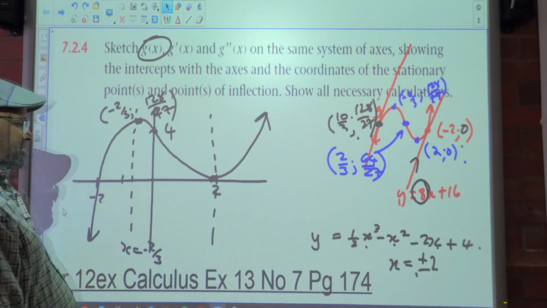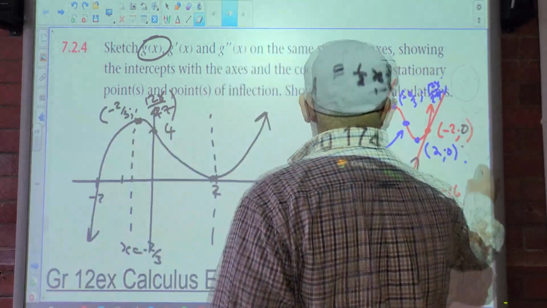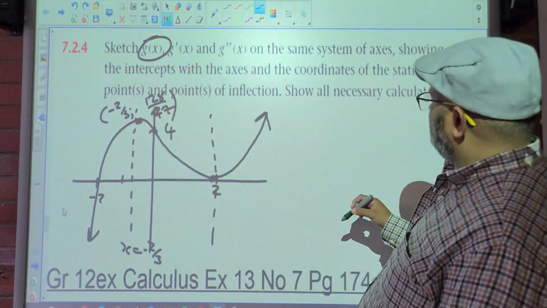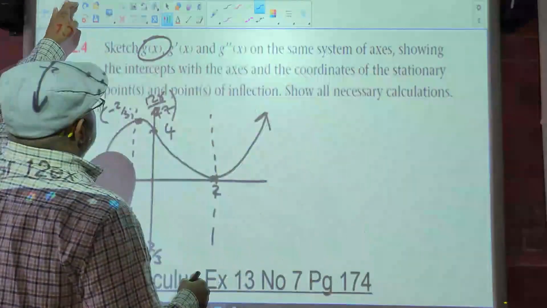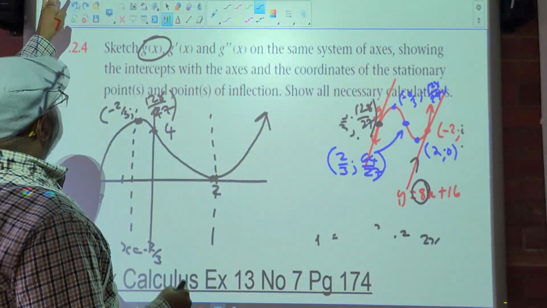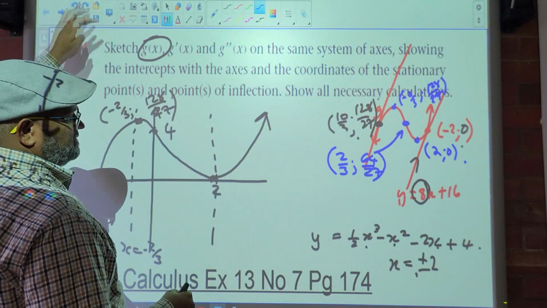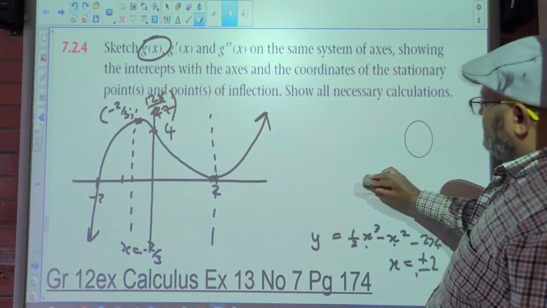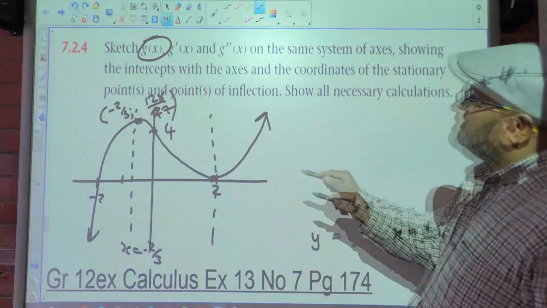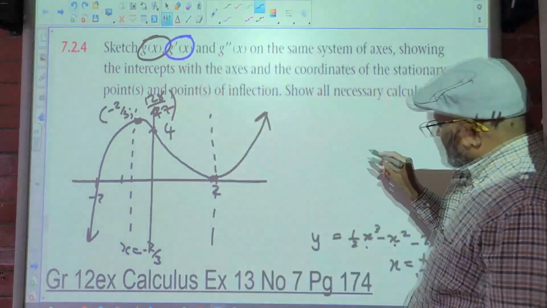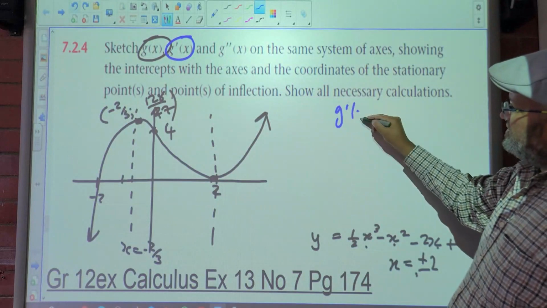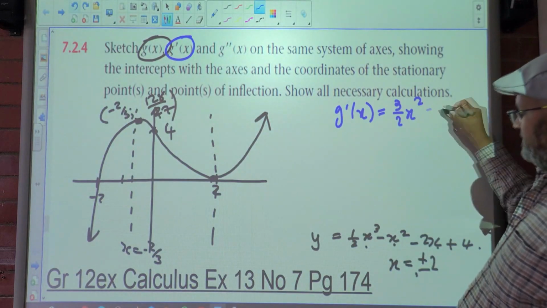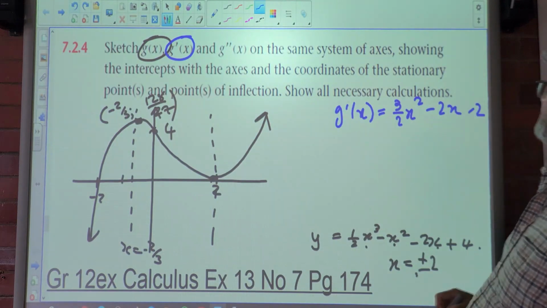Then they ask you to draw the gradient graph. What do we need for it? I need the first derivative. We have worked that out numerous times in the sum already. So g prime of x is equal to 3 over 2 x squared minus 2x minus 2.